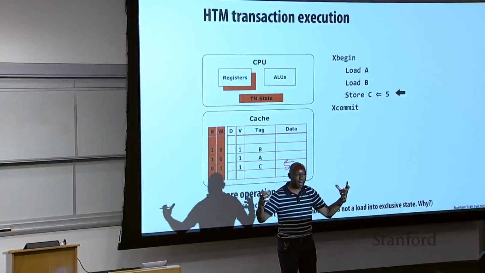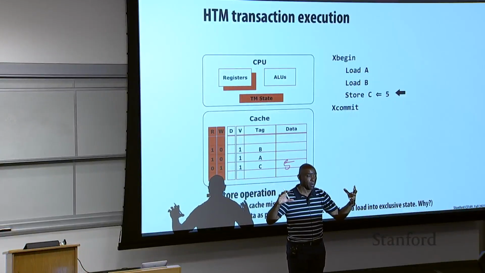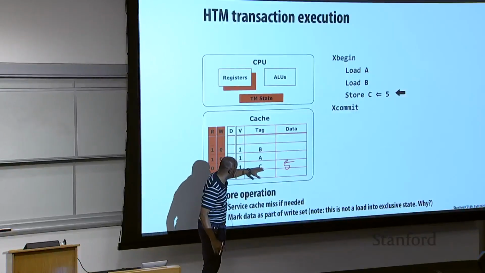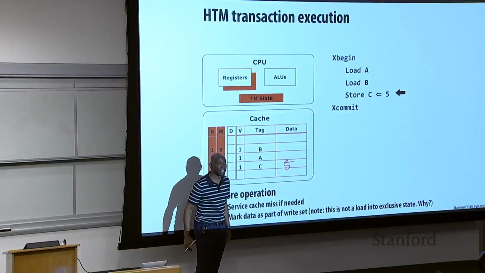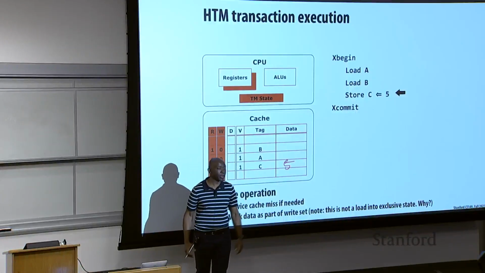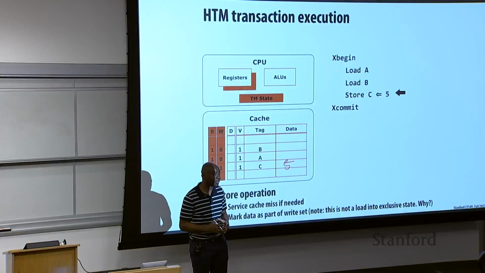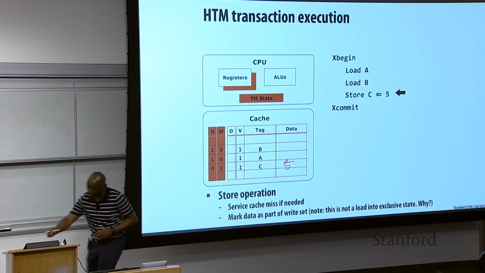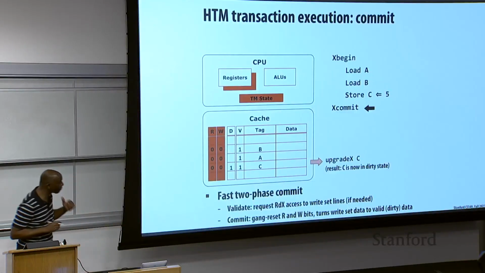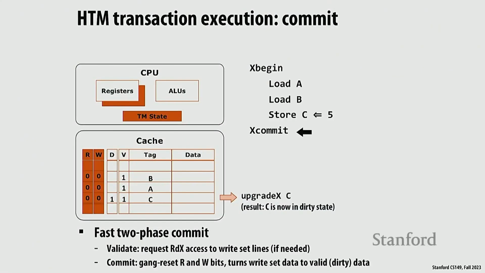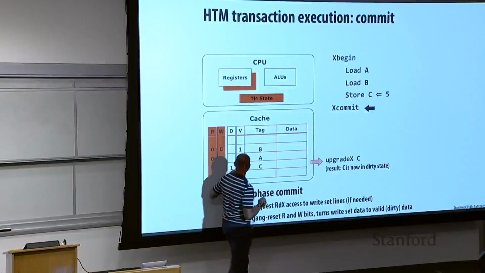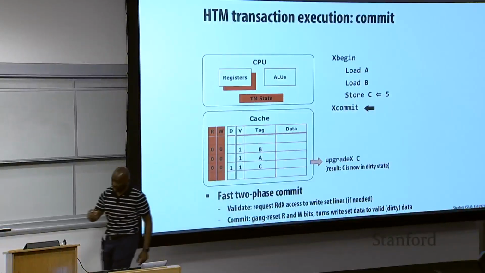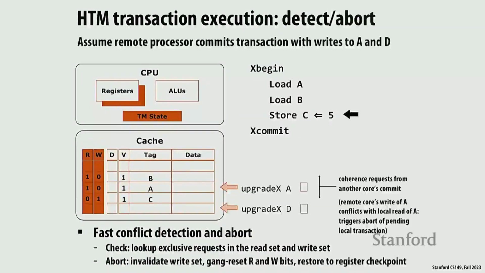So now we get to the commit point, and we need to publicize the fact that we have written to the address C. How do we do that? Yeah, you need to upgrade to the exclusive state. That's exactly what has to happen. So we need to get an upgrade, and now we indicate that C is in the dirty, or exclusive, state, and we send that out to all the other processors.